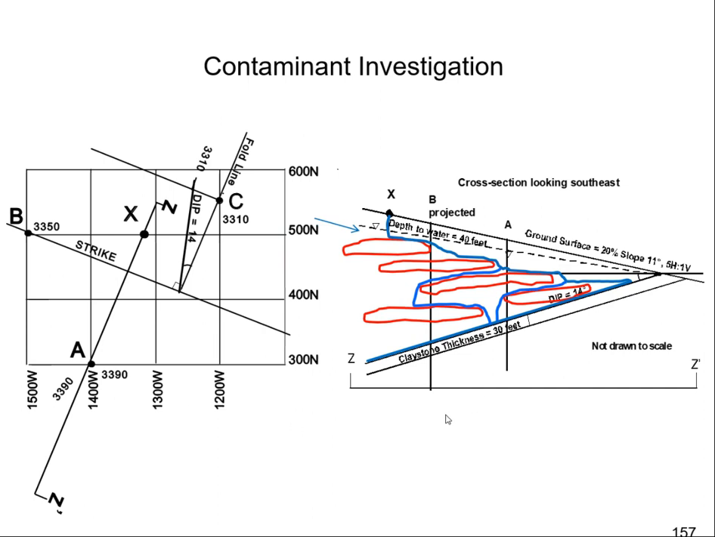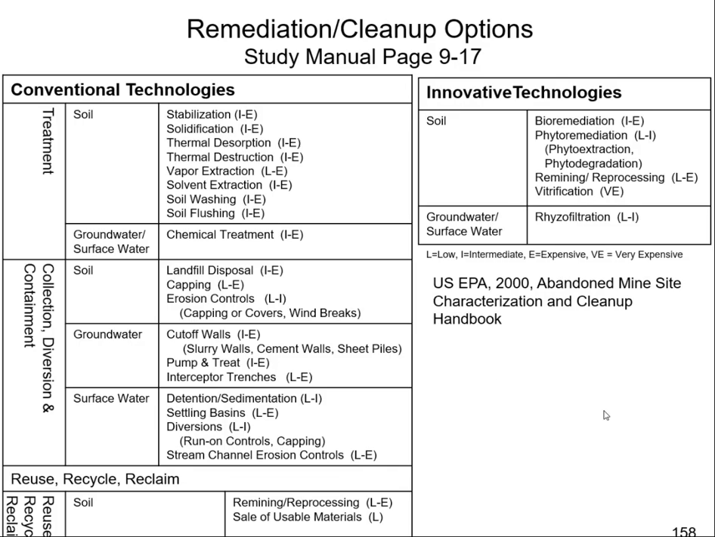Question number 59 is asking about remediation. So let's talk about remediation for a second here. There are a number of technologies. This table is in your study manual. And this table has rankings according to expense. And sometimes they have questions that say, what is the cheapest way to fix this problem? And they describe a problem.